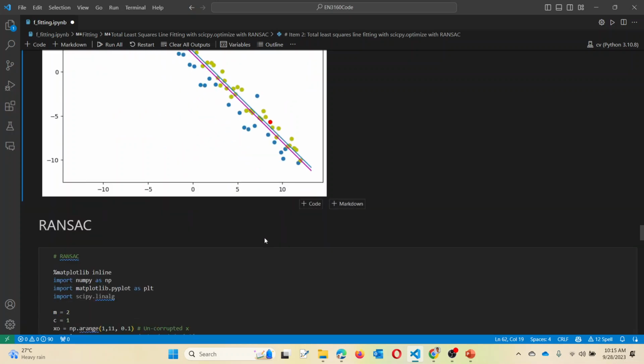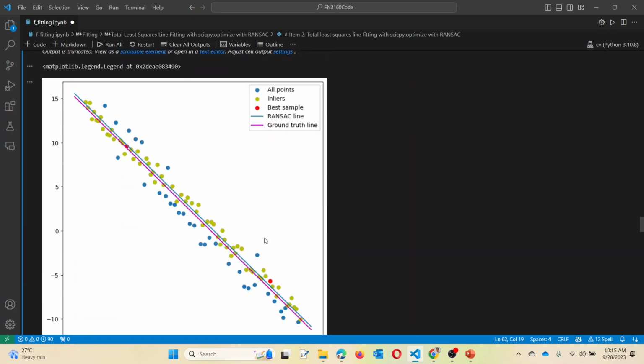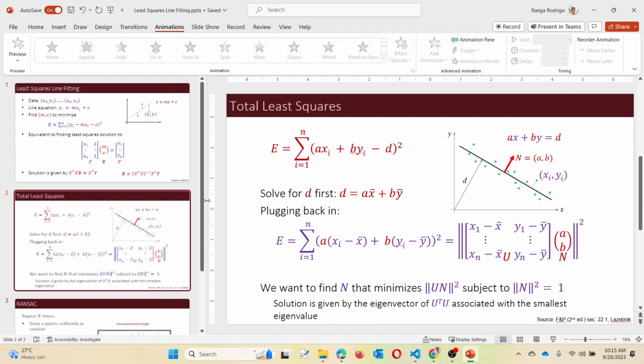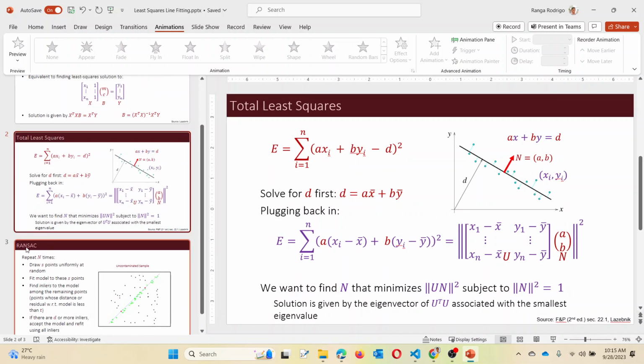So that's about RANSAC. What we looked at in this brief discussion is how to use least squares line fitting, then total least squares, and total least squares within the RANSAC setting.